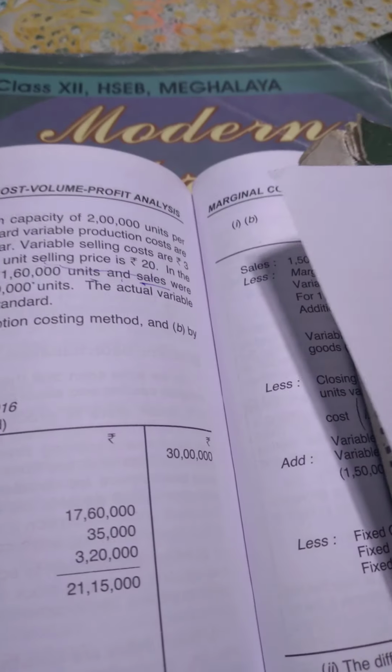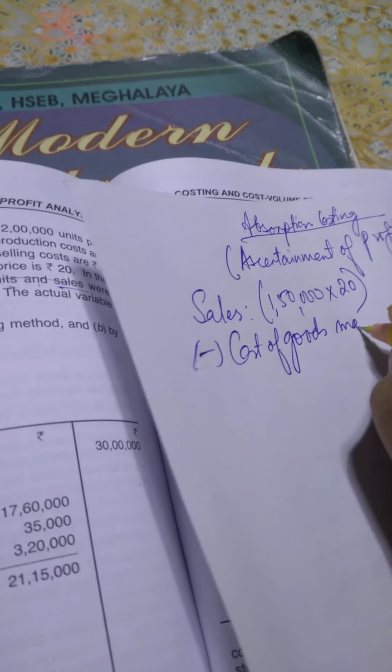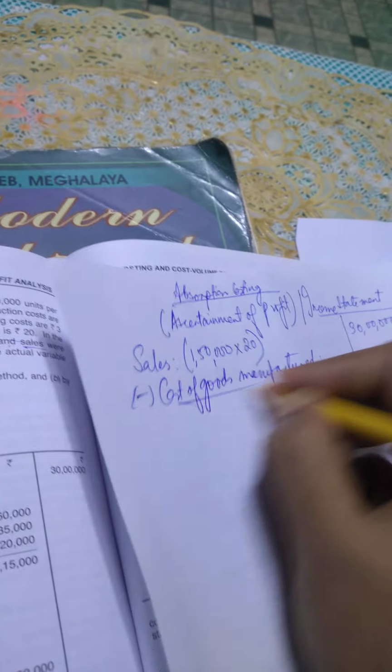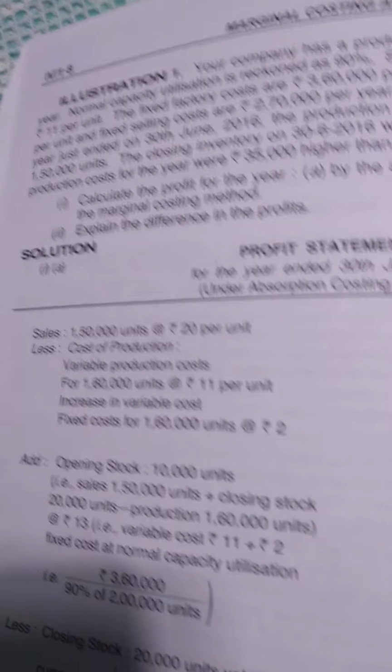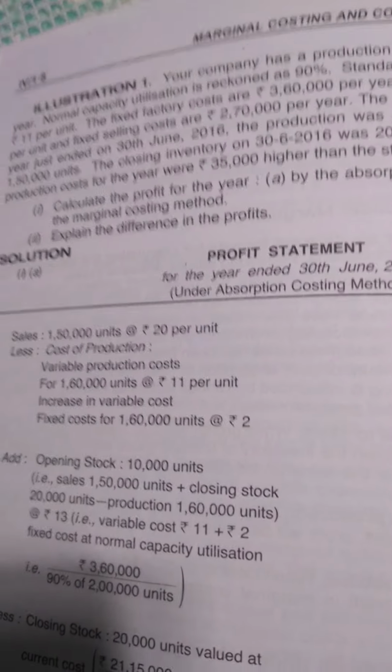From sales, what will you do? You will deduct cost of production, isn't it? What are the things you'll deduct from sales? You'll deduct cost of production, cost of goods manufactured as per the format. Cost of goods manufactured or cost of production, it is the same. So what are the things you'll take? Under this, you'll take variable production costs.